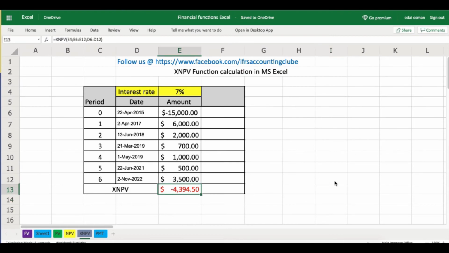So if you see, this is a negative investment, so this project must be stopped. Let's assume this amount is 8,000. Now it is positive, so the company should proceed with the investment, or the individual should proceed with the investment.